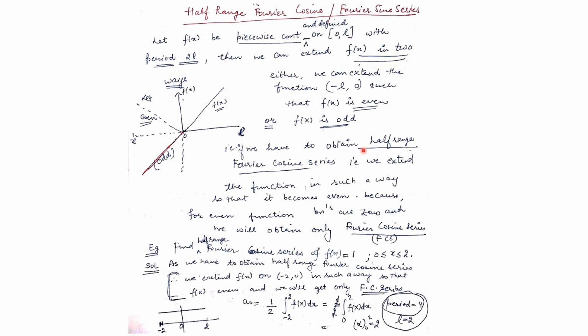Now the next topic, that is half range Fourier cosine and Fourier sine series. Now in this case, again our function is at least piecewise continuous, and it is defined on half range, not minus L to L, it is defined on 0 to L. But the period is 2L. So our function is given to us only on the half range. We have to extend the function in such a way that either the function becomes even or the function becomes odd.